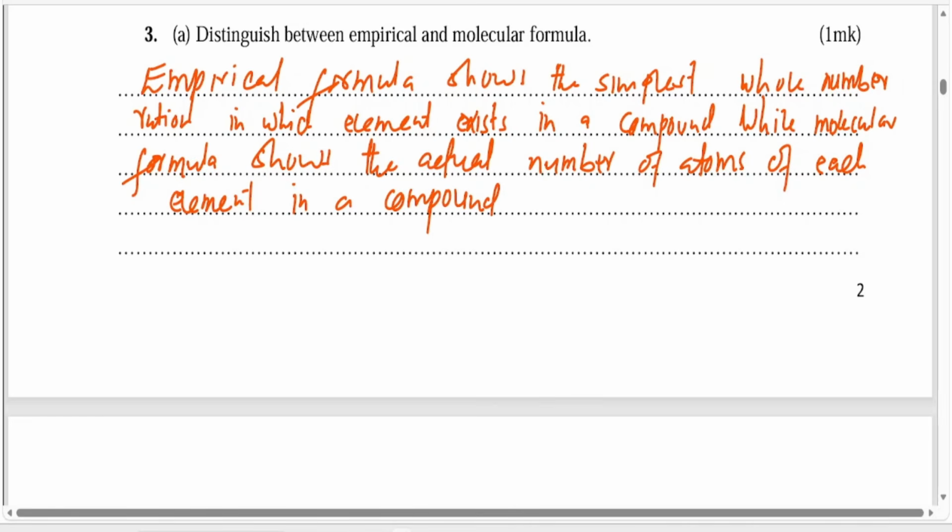So each has a mark, and total mass is 1 mark. For instance, if I have glucose with C6H12O6, this is the molecular formula. When I simplify it to get the simplest whole number ratio, which is CH2O, this becomes the empirical formula. So this is the simplest whole number ratio, and we have the molecular formula, which shows the actual number of atoms.